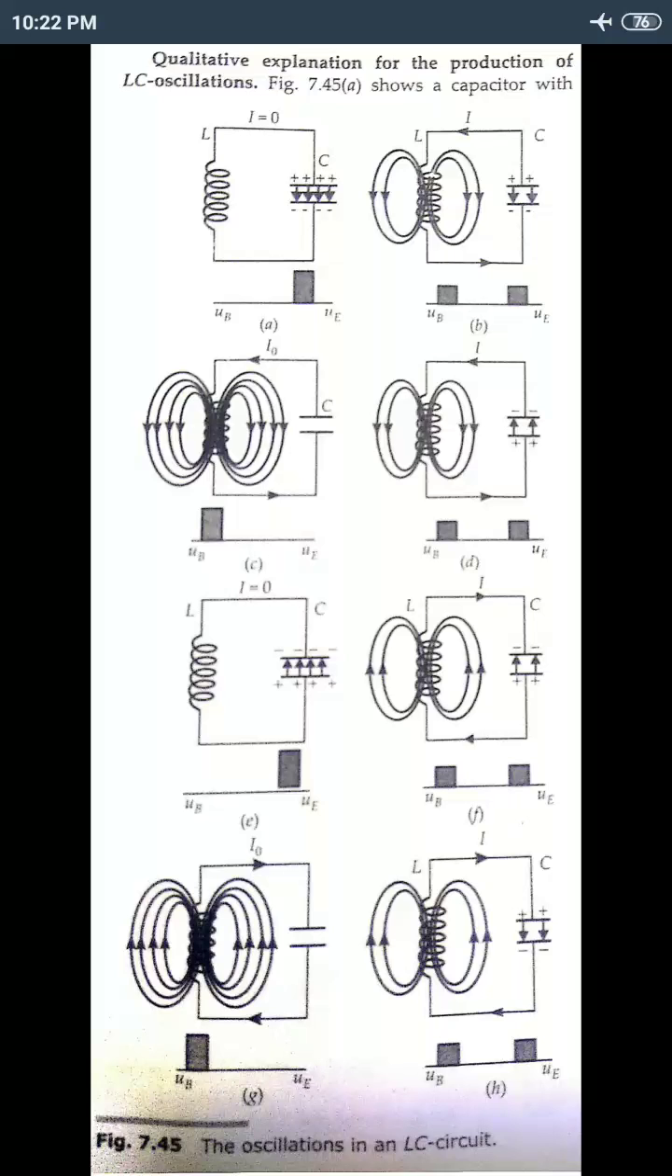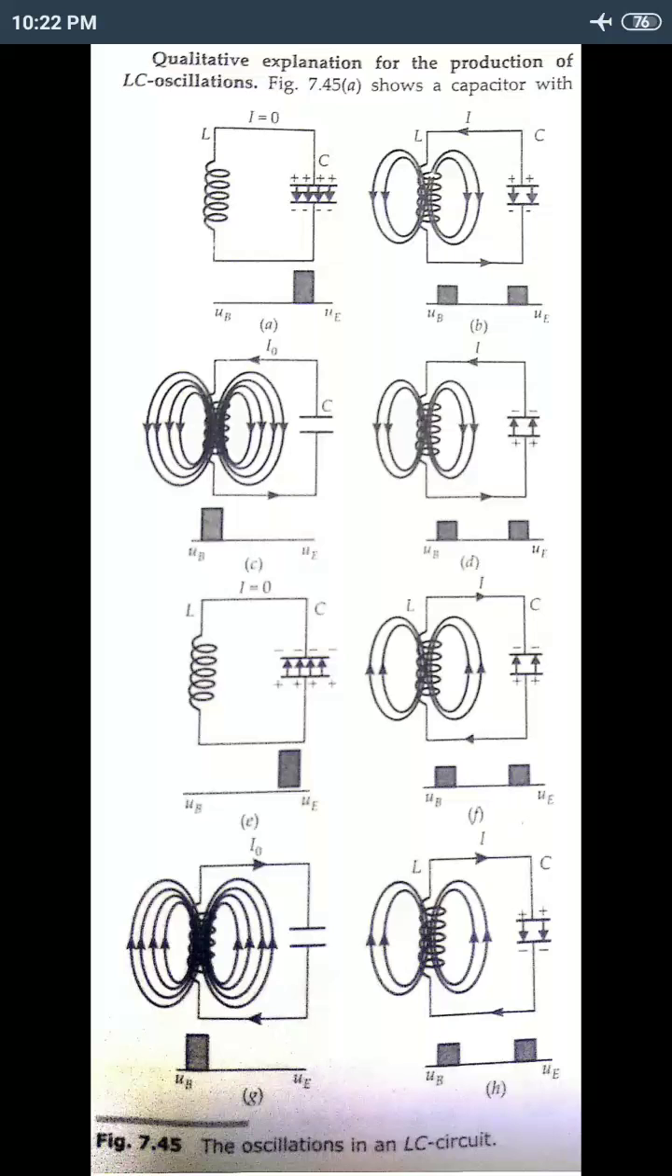Now today we discuss the LC oscillation. This circuit is constructed with an inductor and a capacitor. But why do we call it LC oscillation? After describing this method you can understand why we call this an oscillation. Okay, so let's start.